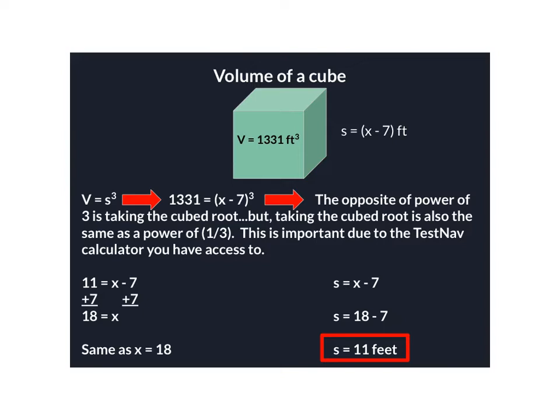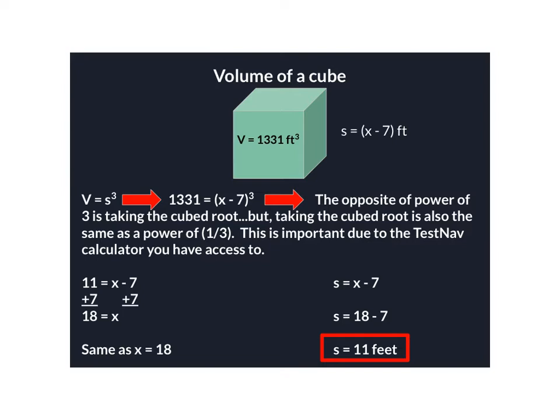But the calculator that you guys have access to on Google Classroom is not like the ones that we have in the classroom. It's not like the TI Inspires. We don't have a button for a cube root. So to get around that, we could basically take this number right here, 1331, and we could raise it to a power of 1 over 3. And that'll do the same thing as taking the cube root. And that's where you guys will be using that TestNav calculator software I've given you on Google Classroom.